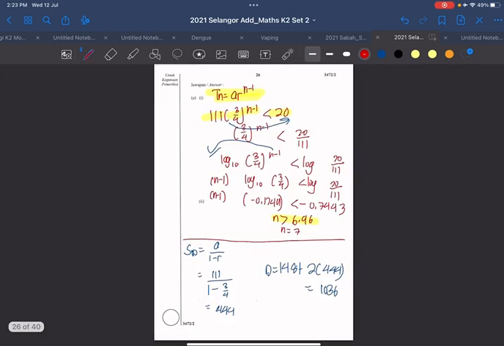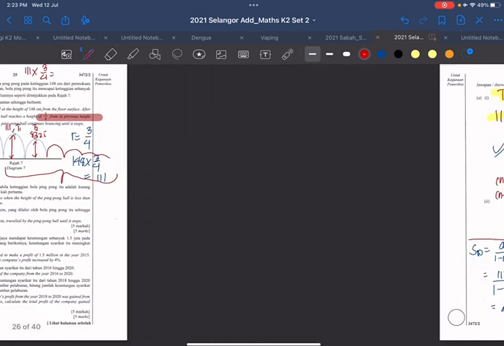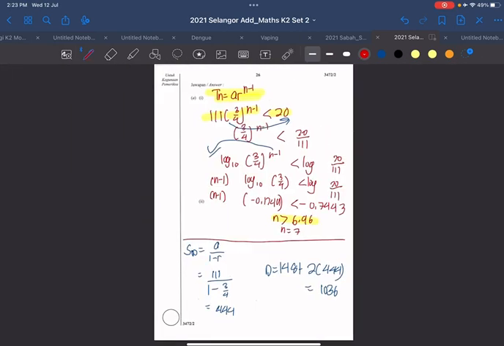So the sum to infinity of geometric progression is S infinity equals A over 1 minus R. Our A is 111 and our R is 3 over 4. So we can get the value 444. But this is not what the question wants.